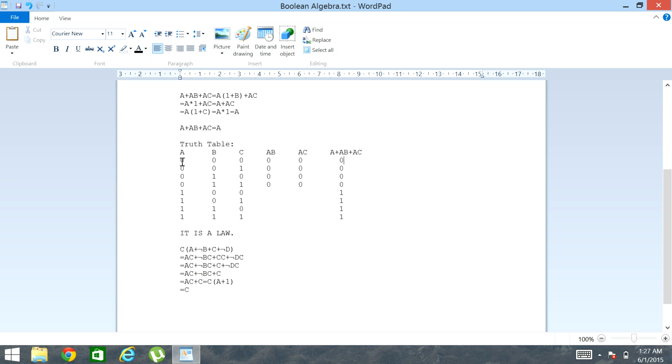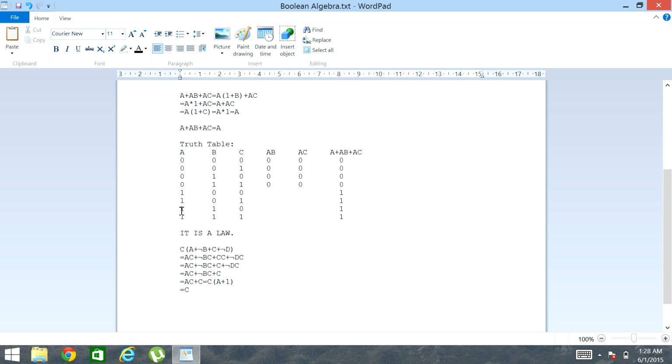For example, we can have 8 combinations of A, B, C, and for 4 of these combinations A is equal to 0, and for the other 4 it is 1, where the combinations are 0, 0, 0, 0, 0, 1, 0, 1, 0, and so on. Each of them are unique if you check. I've made sure that they are. So whenever A is 0, that is for the first 4 values, AB is also 0 and AC is also 0. So A plus AB plus AC also has to be 0, right?